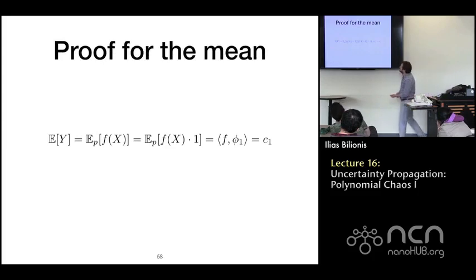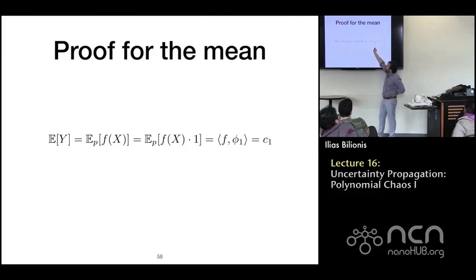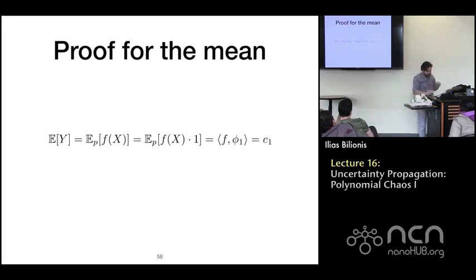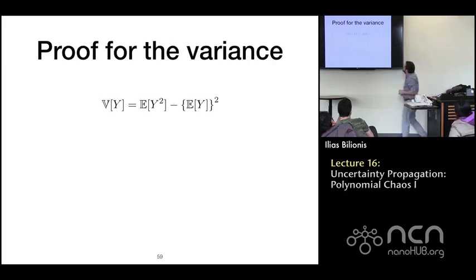Okay, so here's the expectation. The expectation of your quantity of interest is the expectation over p of f of x. But look at that, you can just put it there and multiply with 1. So now it becomes the inner product of f with 1, but 1 is always the first polynomial we have. So C1. Okay, for the variance you have this formula, and you already know that this is just C1. So you have to find this.